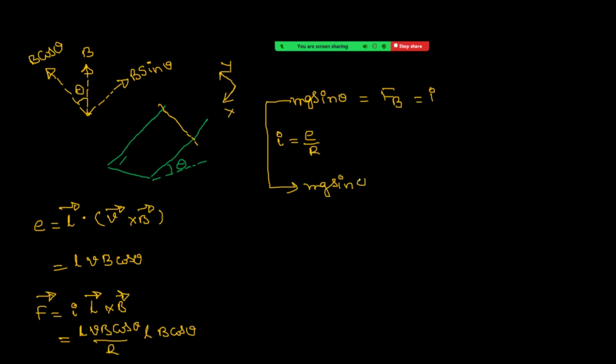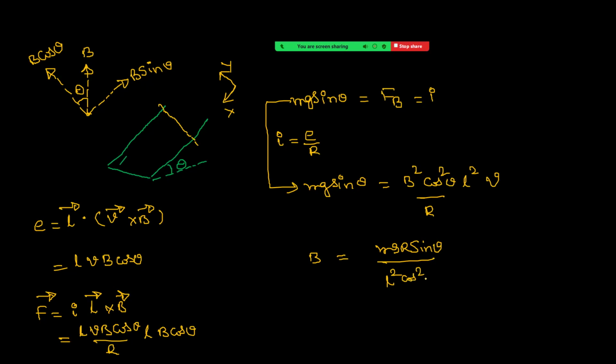So I am taking that here: mg sin theta is balanced by B square cos square theta L square V upon R. And here we have to find the value of B. So from this, B equals the square root of mgR sin theta upon L square cos square theta into V. Like this, by using motional EMF.